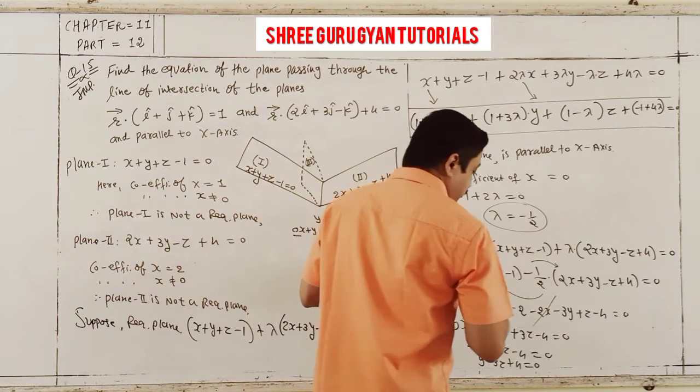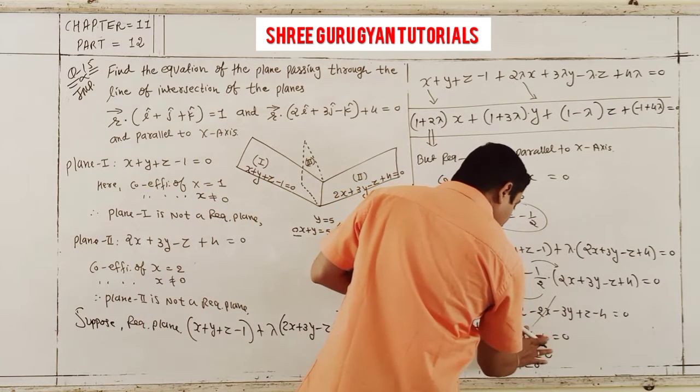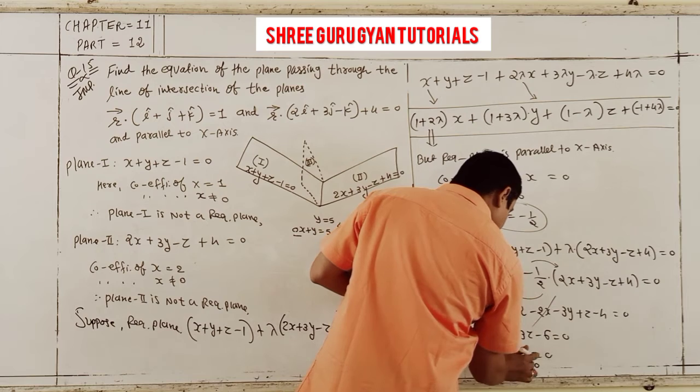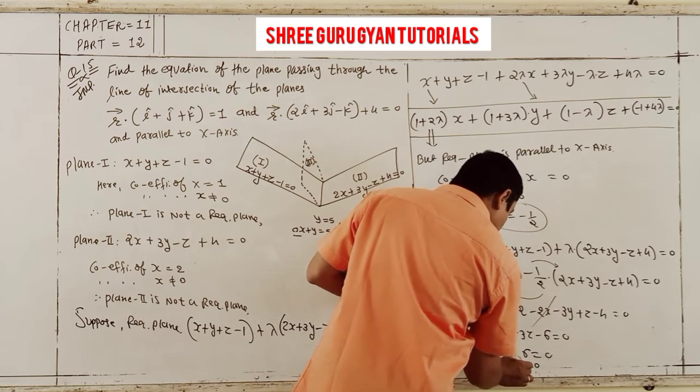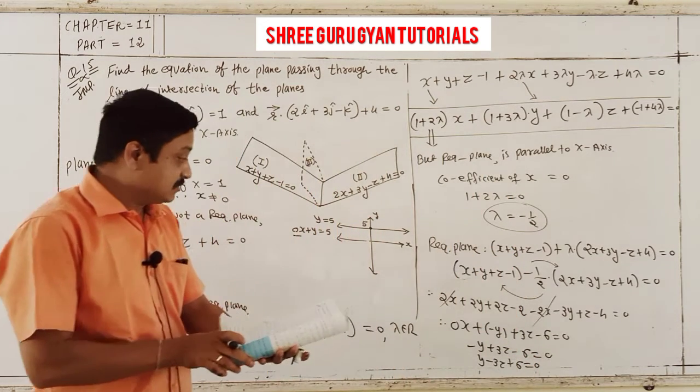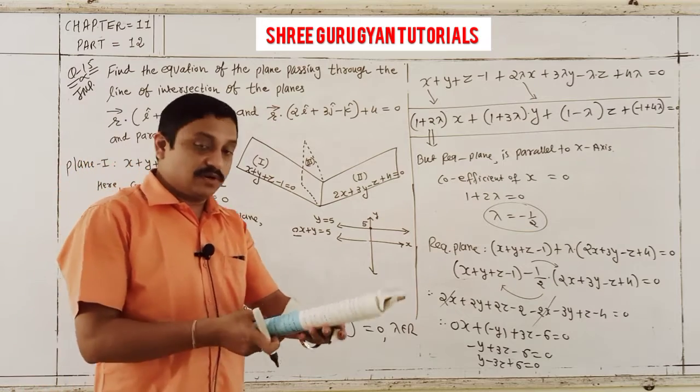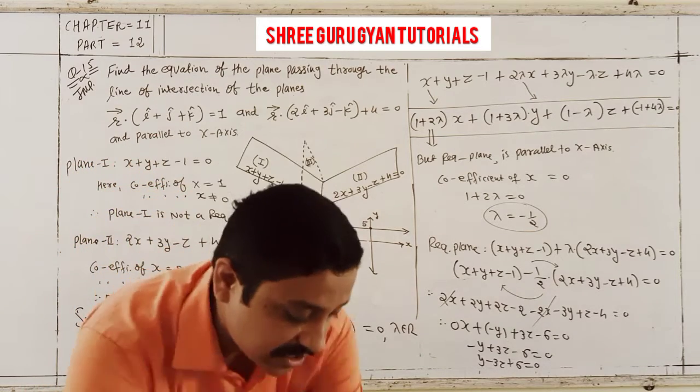I think there is one mistake here: minus 2 minus 4 becomes minus 6. Here minus 6, students, and that is your plus 6 in the answer. Then x minus 3y plus 6z is equal to 0, and that is the correct answer.